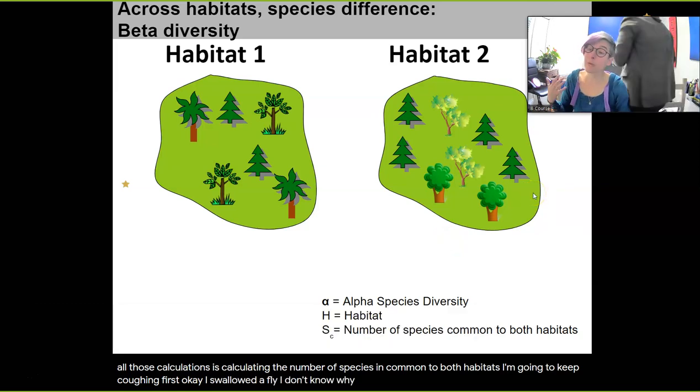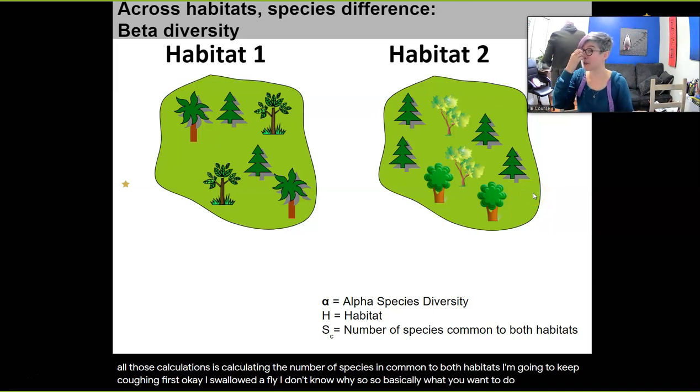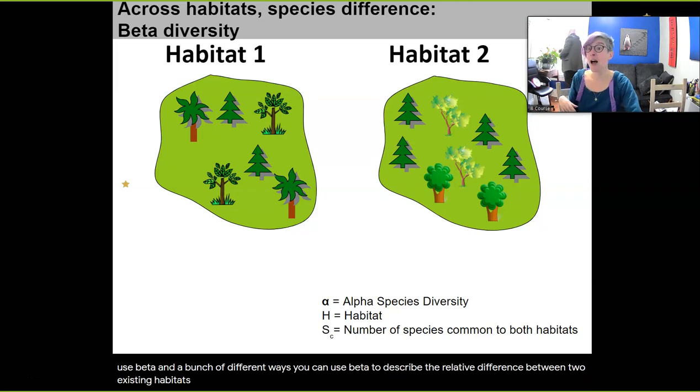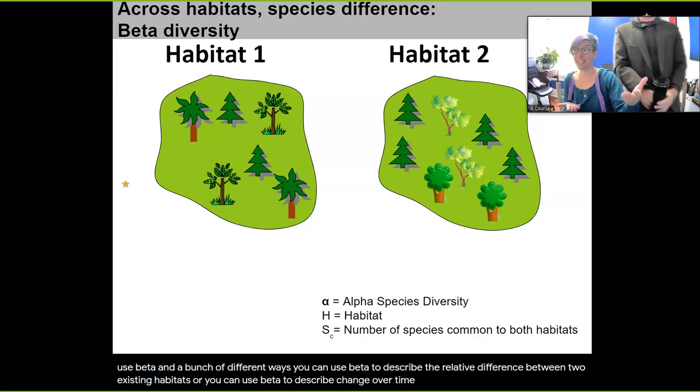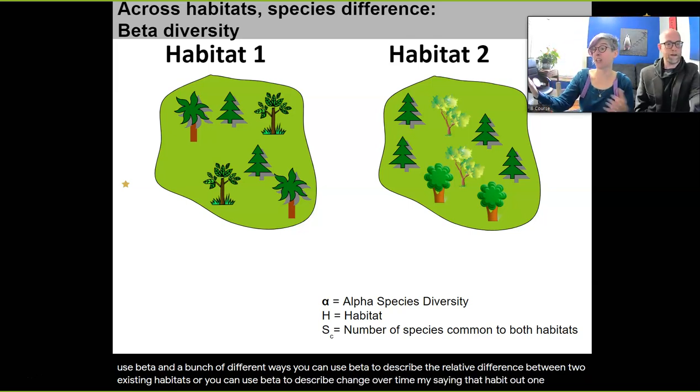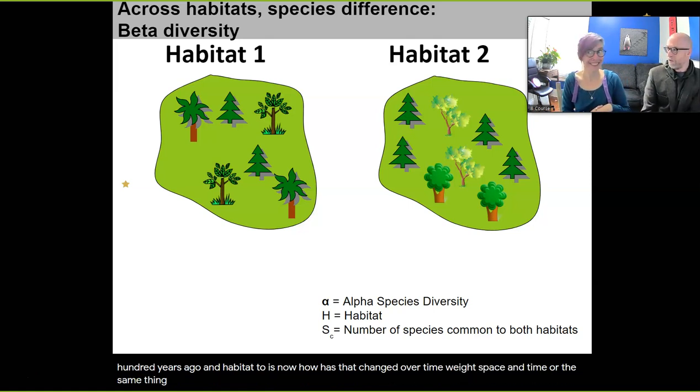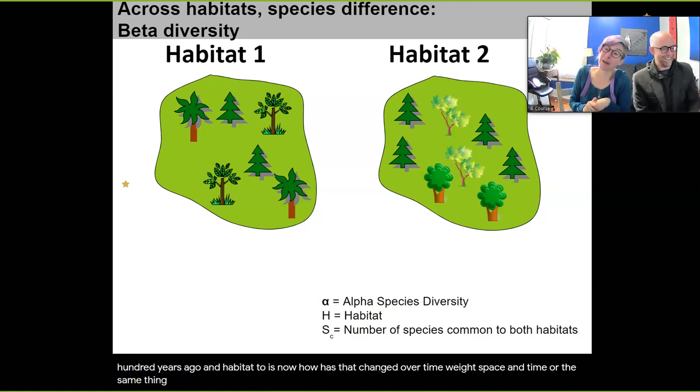So basically, you can use beta in a bunch of different ways. You can use beta to describe the relative difference between two existing habitats. Or you can use beta to describe change over time by saying that habitat one was 100 years ago and habitat two is now. How has that changed over time? Wait, space and time are the same thing? What? Well, they are according to beta diversity.